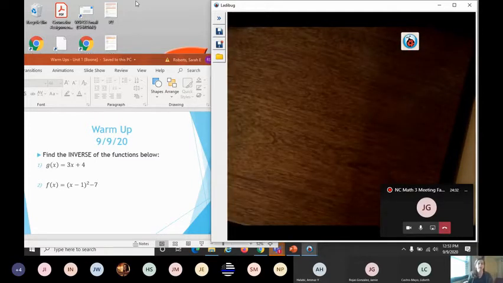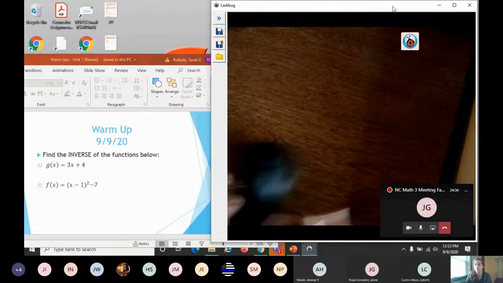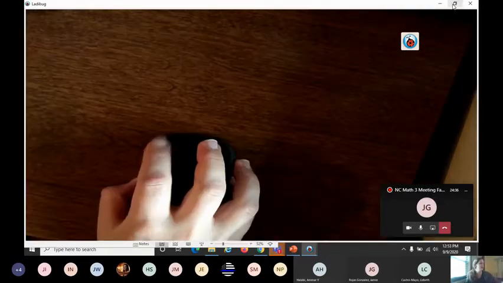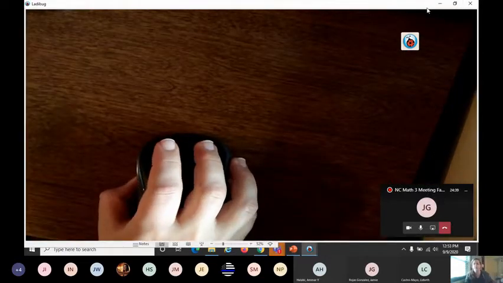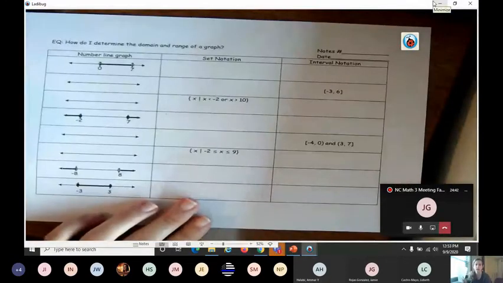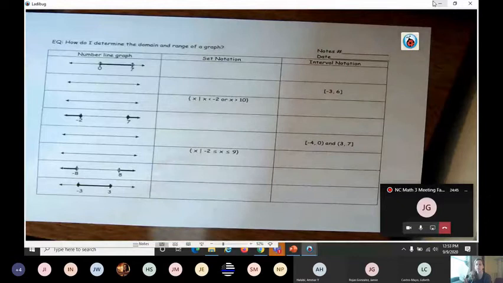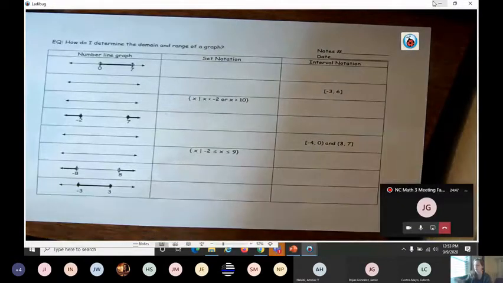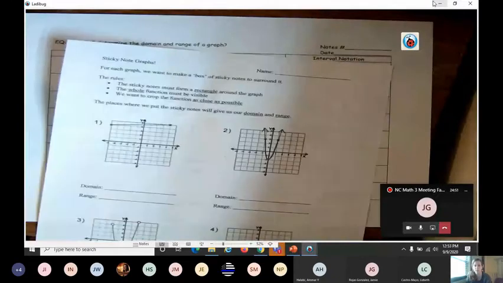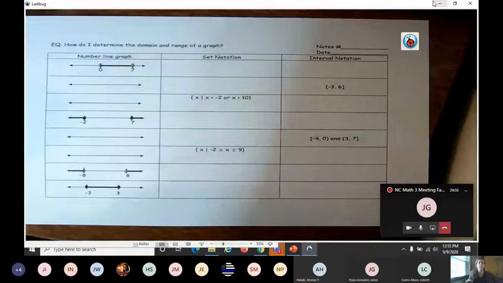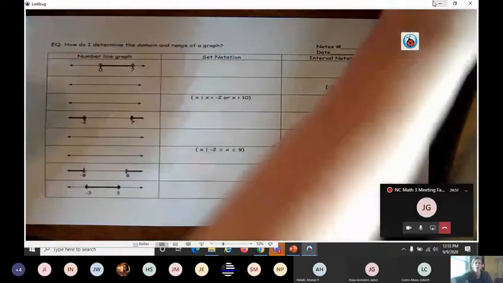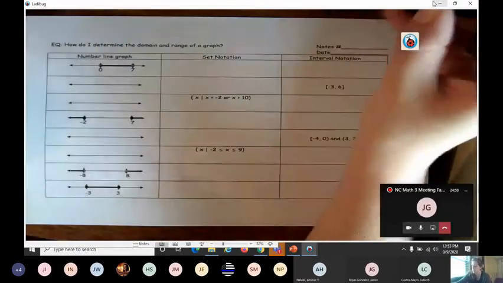So on Canvas, there should be 2 documents that we're supposed to go through today. One of them looks like this, okay? It's going to be the set notation document. And the other one looks like this. This is our sticky note graph document, okay? You can follow along and write either of these out on notebook paper. That's totally fine with me. We're going to start with the set notation, okay?